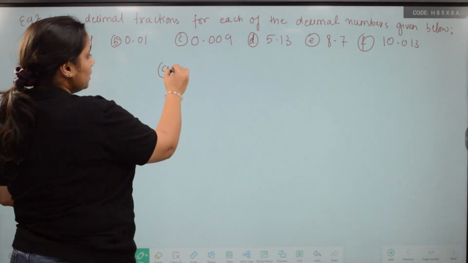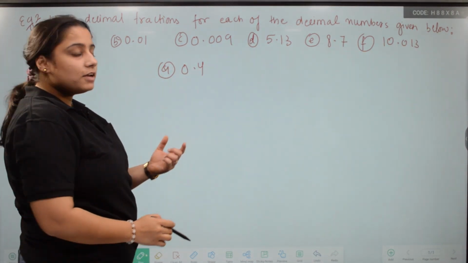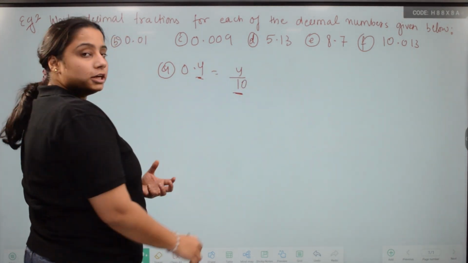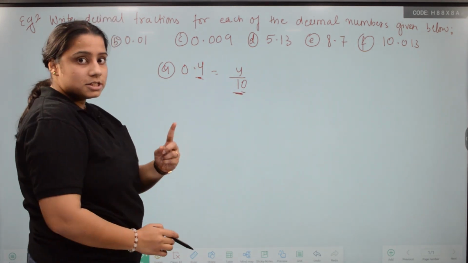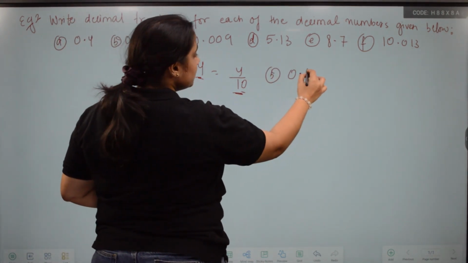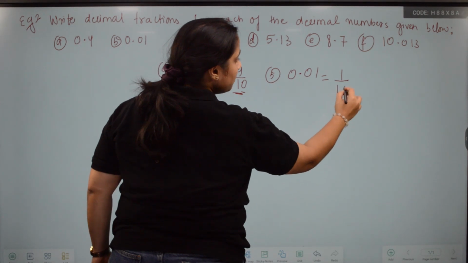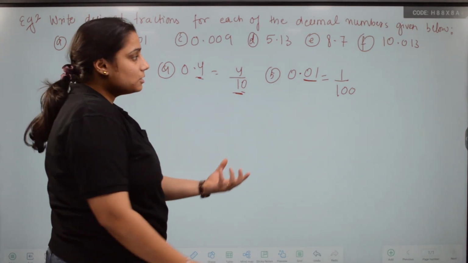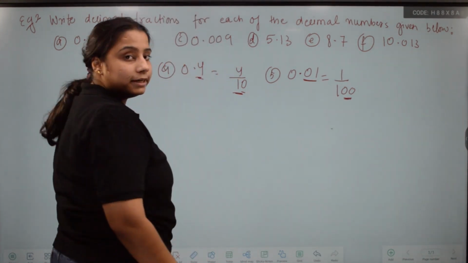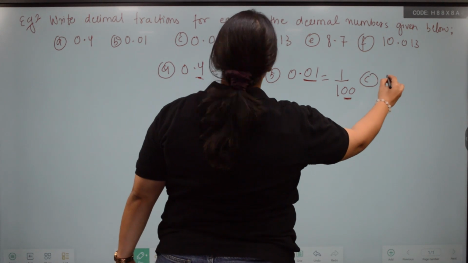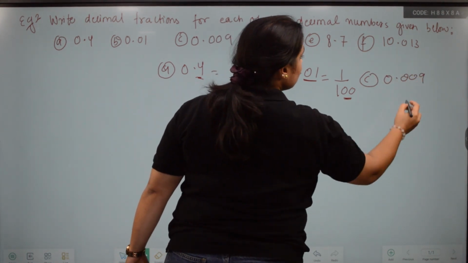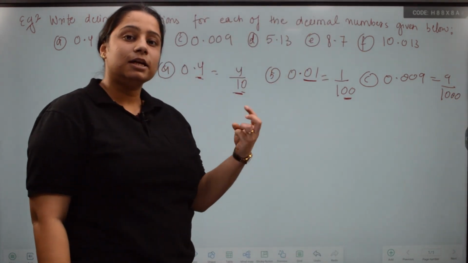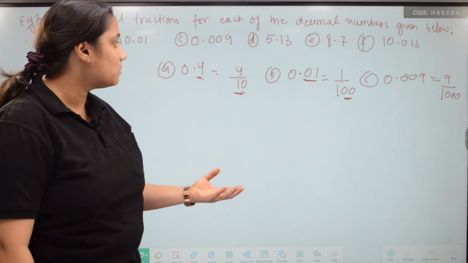Example 2. Write decimal fractions for each of the decimal numbers given below. Part A, 0.4. We can see that we have only one digit after the decimal, so we'll write 10 in the denominator, which has only 1 zero. Part B, 0.01. It can be written as 1 by 100 because we have 2 digits after the decimal, so we can see that we have 2 zeros in the denominator. Part C, 0.009. It can be written as 9 by 1000 since it has 3 digits after the decimal.